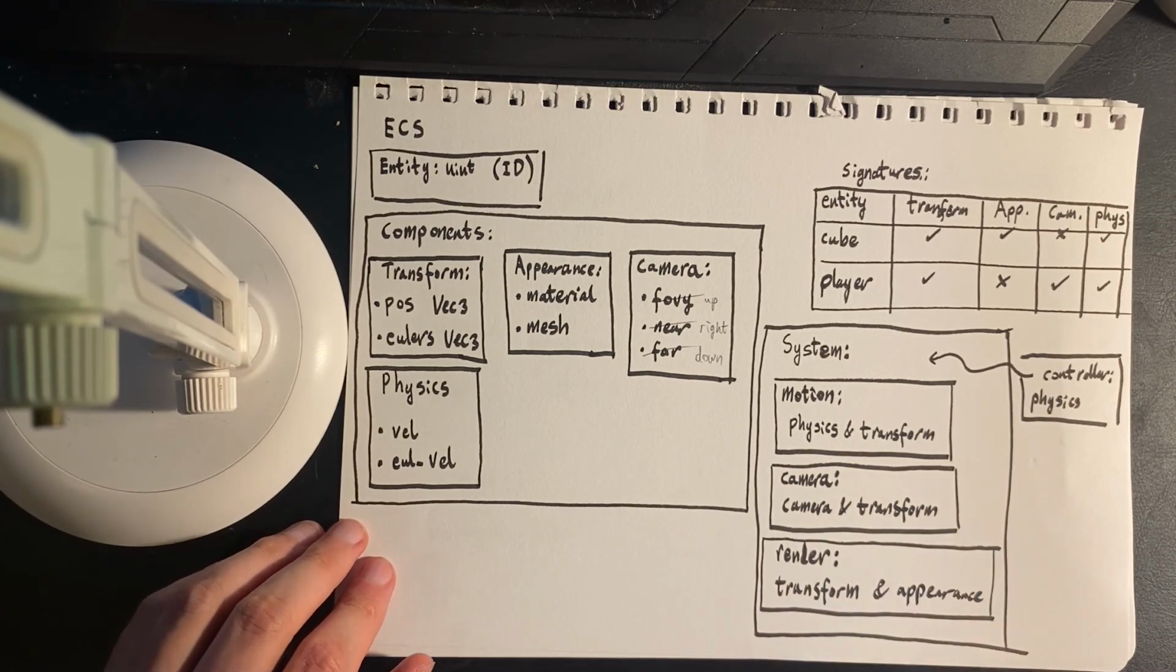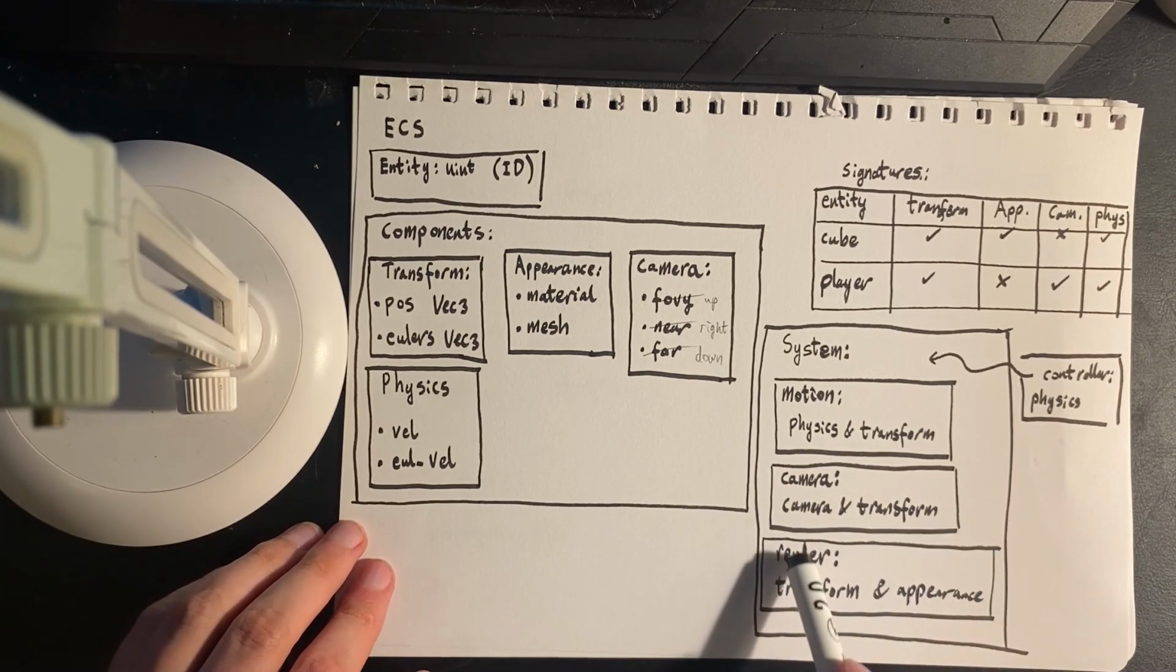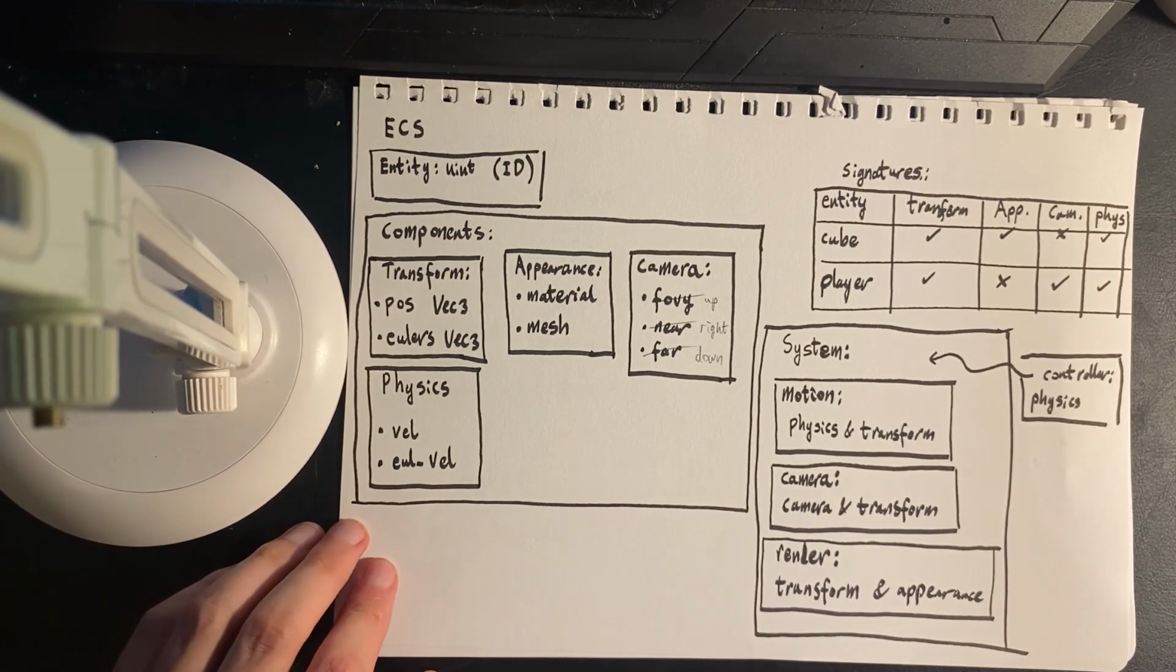Okay. And similarly, we'll have a camera system that takes a single camera component and transform, because we're going to need to read the camera's position. And we'll have a render system. So that takes all the transform data, all the render components, and together it has enough state, enough information to render them out to the screen with OpenGL. So hopefully that made sense.